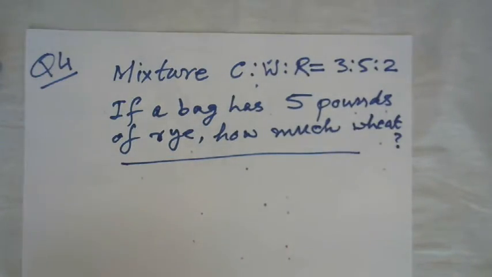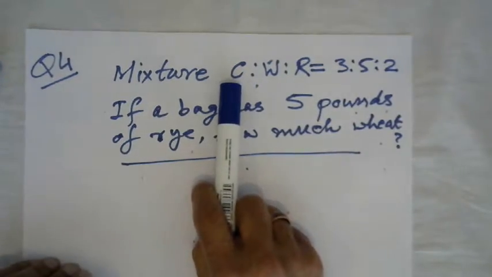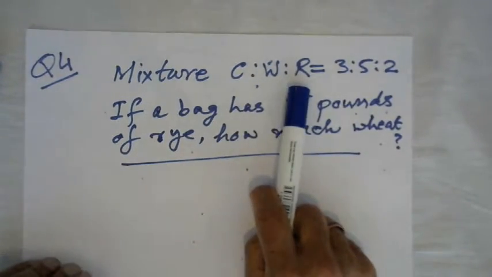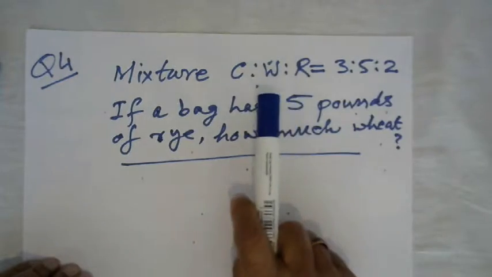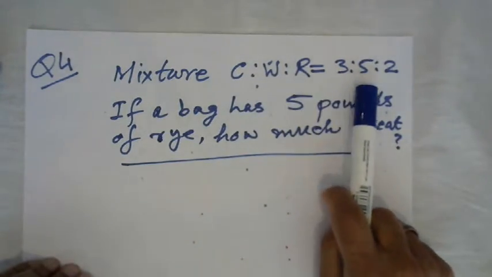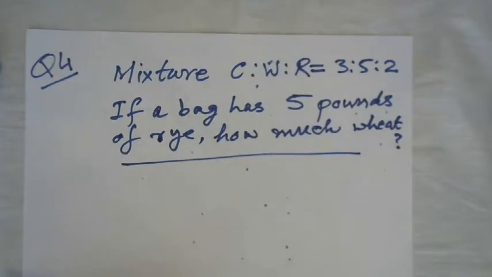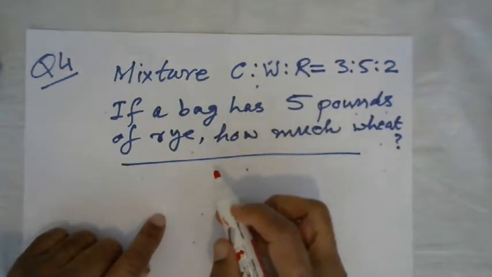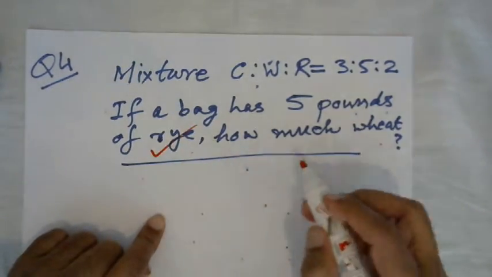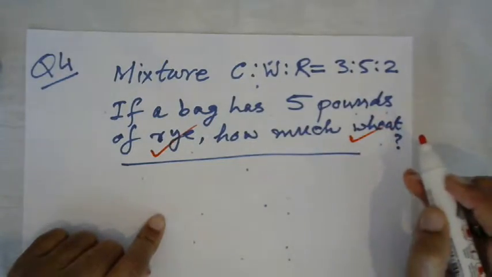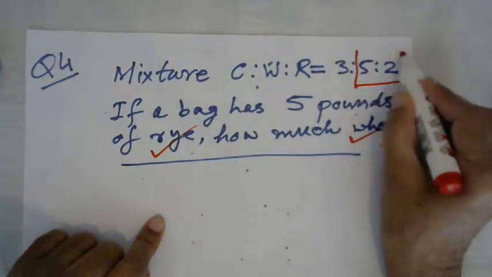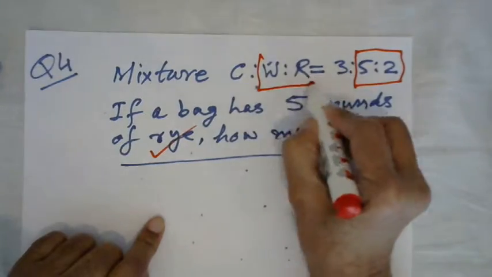Now, problem number 4. There is a mixture that contains corn, wheat, and rice, and they are in the ratio 3 to 5 to 2. If a bag has 5 pounds of rice or rye, whatever it is, how much of wheat is there? So because we are dealing with rye and wheat, right, we need this part and this part.